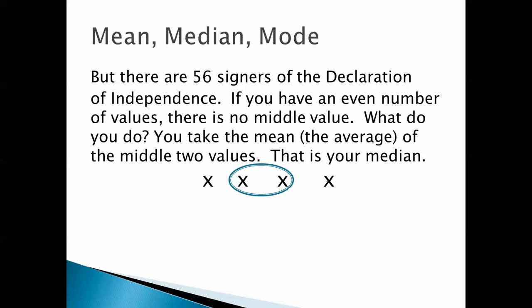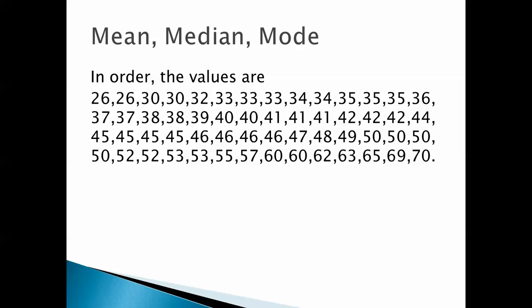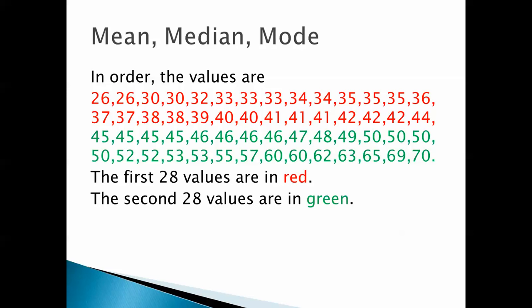What do you think you do? Well, you take the mean, the average of the middle 2 values. That's your median. So basically, you average the middle 2 values. In order, the values are, and here they are. So the first 28 values are in red. The second 28 values are in green.